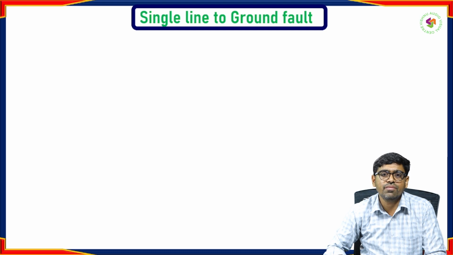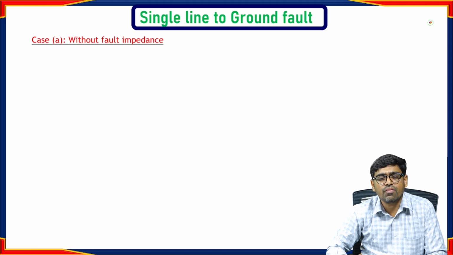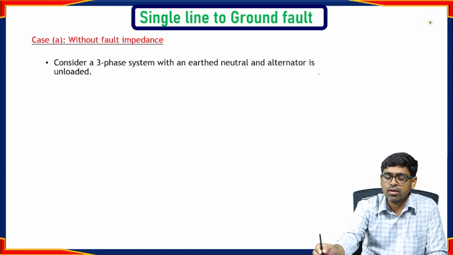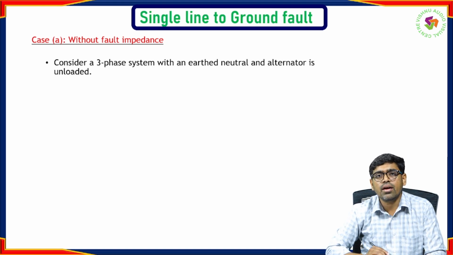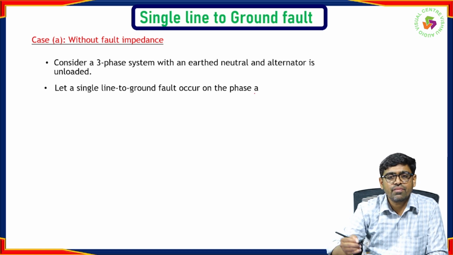If there is an LG fault, what is the analysis? Without fault impedance, we consider that the fault occurs and the fault line does not have any impedance. In that case, consider a three-phase system with an earth neutral and the alternator unloaded. So we are considering that the alternator is not having any load condition. Let a single line to ground fault occur on phase A.